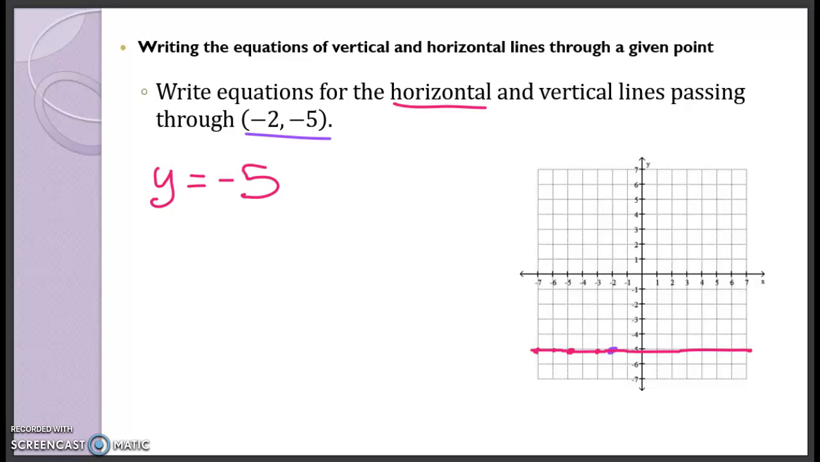I don't need to have any x in there like a function, because no matter what I plug in for y or for x, I'm always going to just get y is -5. So that becomes my equation.